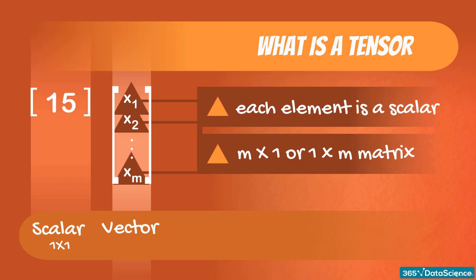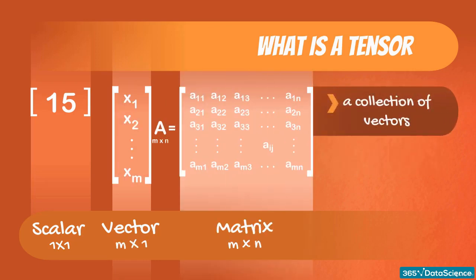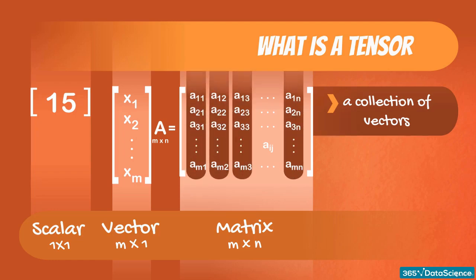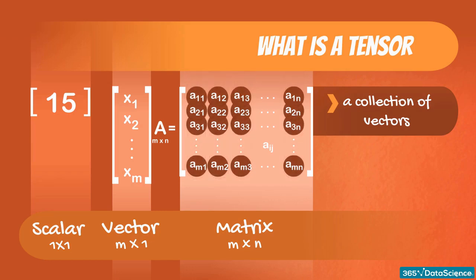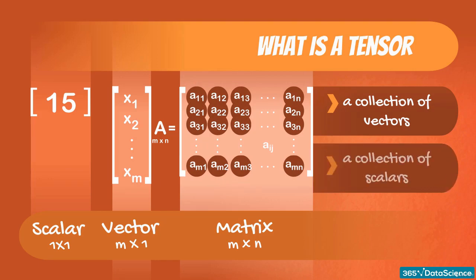Okay. Then we have matrices, which are nothing more than a collection of vectors. The dimensions of a matrix are m by n. In other words, a matrix is a collection of n vectors of dimensions m by 1, or m vectors of dimensions n by 1. Furthermore, since scalars make up vectors, you can also think of a matrix as a collection of scalars, too. We know all that already.